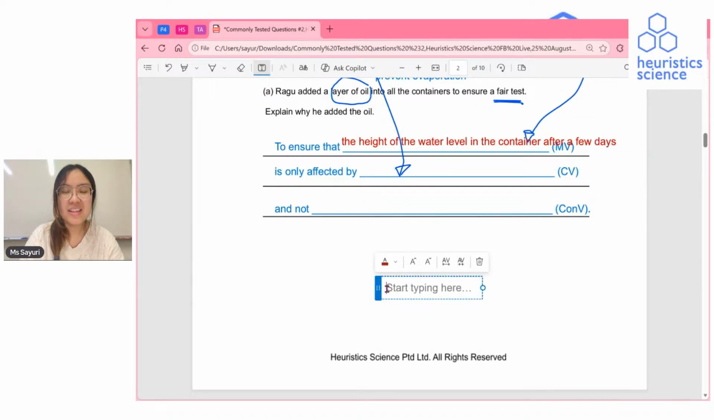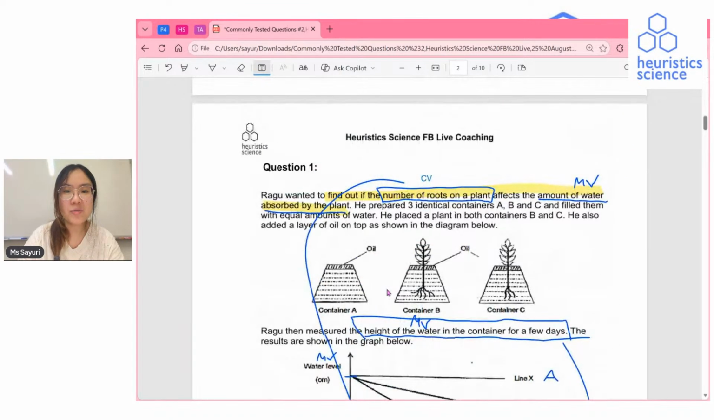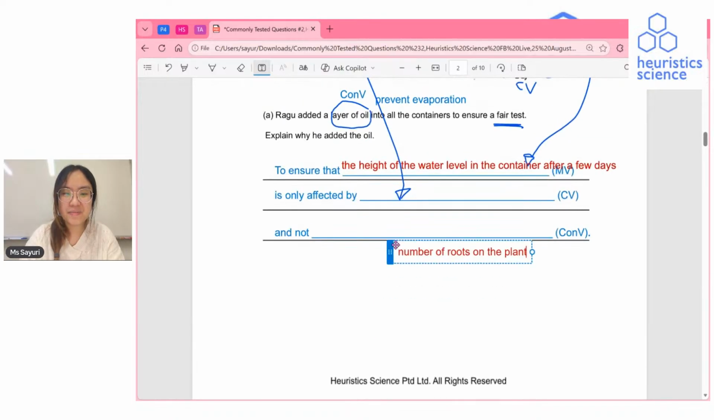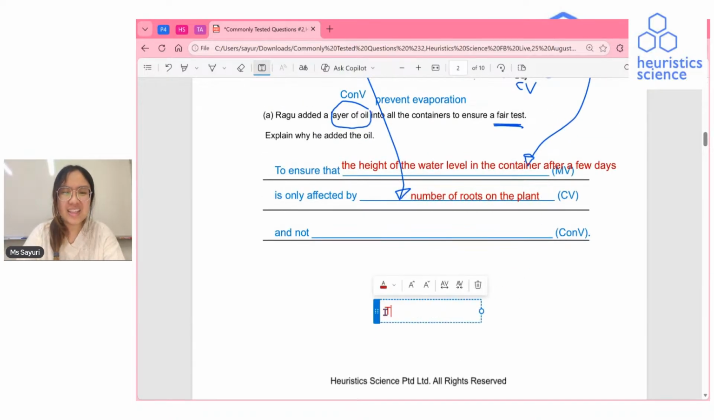Okay, and it's only affected by the number of roots. So they call it number of roots, you call it number of roots. If they call it amount, then you call it amount. So number of roots on the plant and not the evaporation of water from the container.